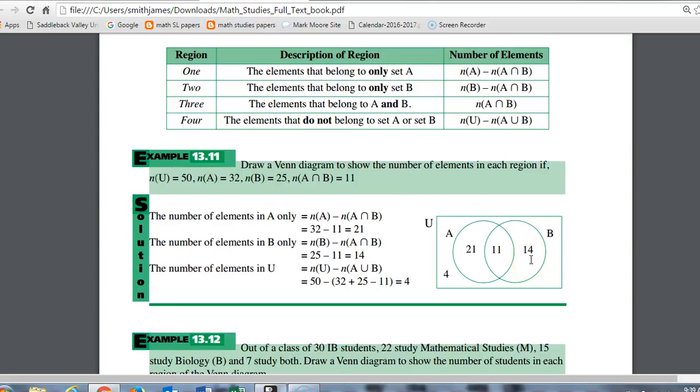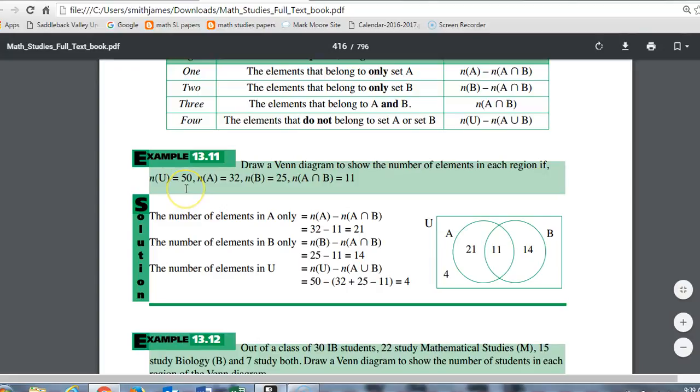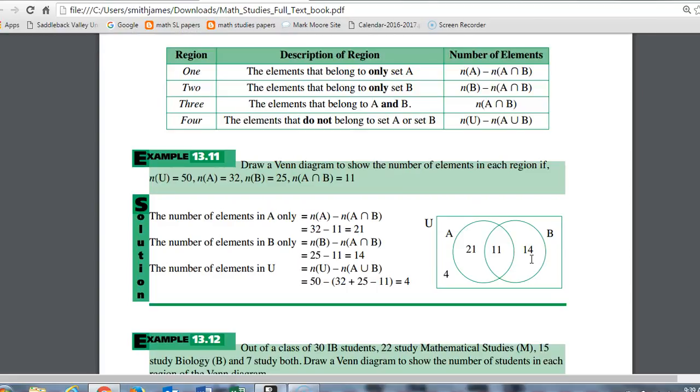Notice on this one, the universal set was 50. So if I add 21 plus 11 plus 14 together, I only get 46, which must mean the other 4 are out here that are not a part of A or B. And so that's just one way to look at it with some real numbers.